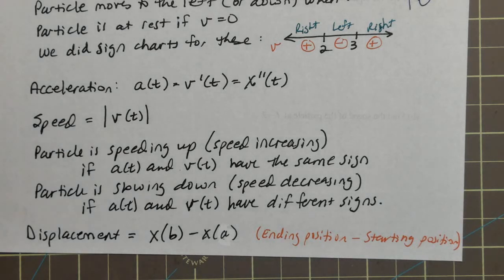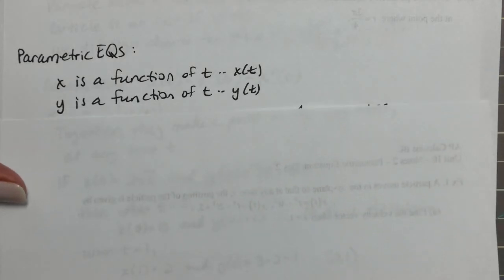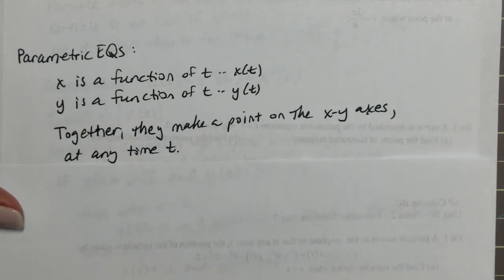So what makes parametric motion different is that we are no longer on a horizontal or vertical line. We are now moving along a curve. So the particle is moving along a curve. To describe that kind of motion, we have parametric equations. x and y are both functions of t, and together they make a point on the xy axes to describe the location, the position at any time t.